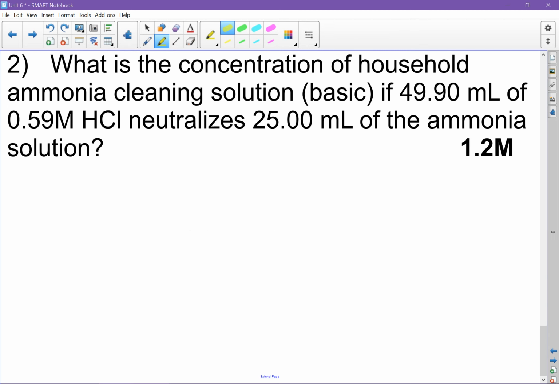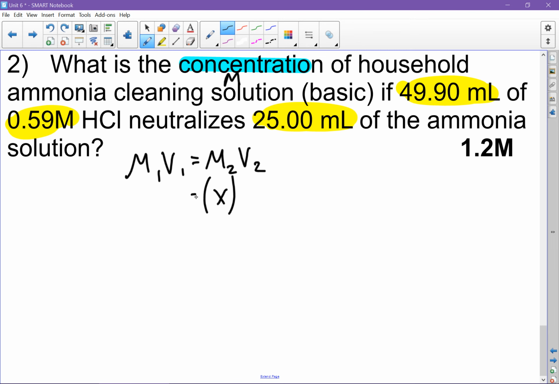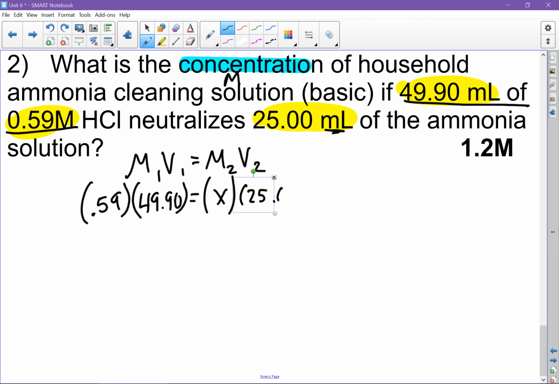Alright, let's check it out. So numbers that I see here, here, here. This one says, what is the concentration? Remember, concentration means the same thing as molarity, so we'll be looking for one of the M values. Okay, so maybe X is there, I don't know the M. Doesn't matter which side you put it on, either way is okay. So it tells me for the acid that we have 49.90 milliliters. That's a volume number because it's milliliters. And the concentration of that solution is what's right next door. So 0.59. I don't know M2, the other volume that I have, the other milliliters number is this 25.00.